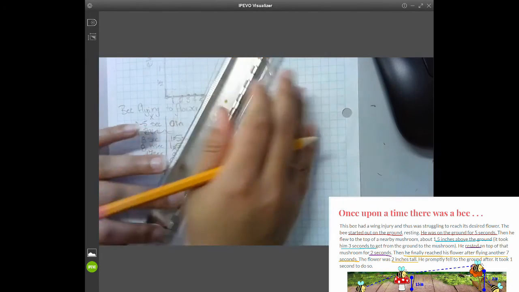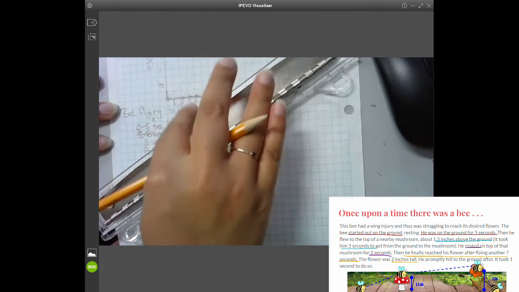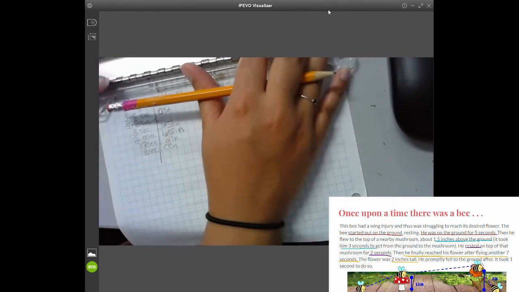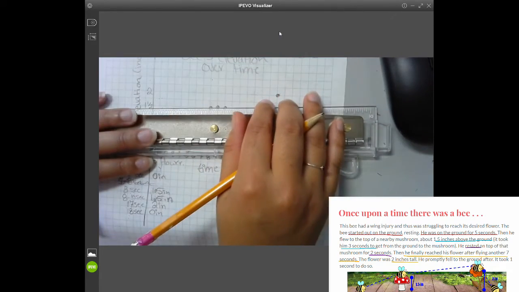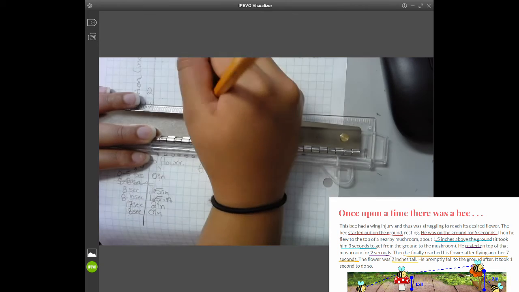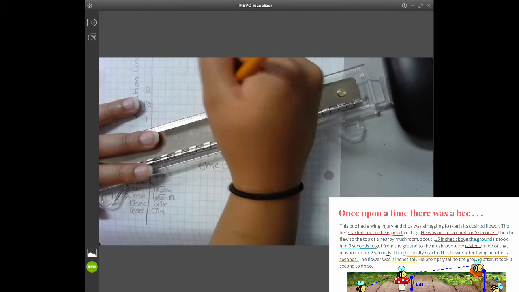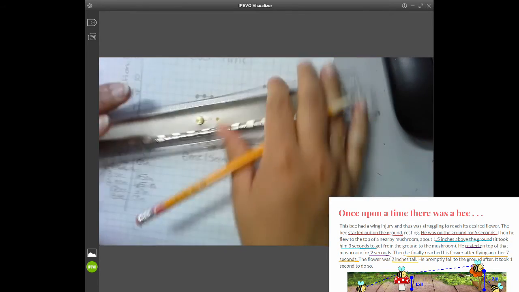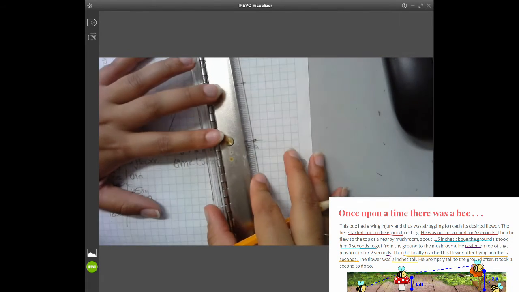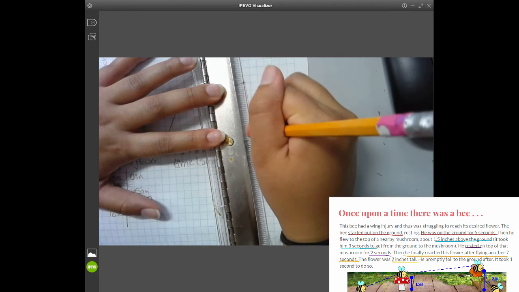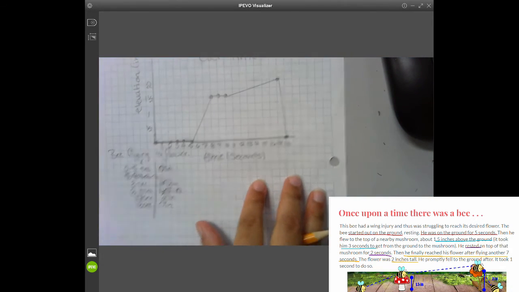So we can approximate, if he was flying at a constant speed, what's going on at 6 and 7. Then we connect these guys as best as we can with a straight line. And then he flies up to the flower. And then he falls down to the ground. So here is my linear piecewise function.